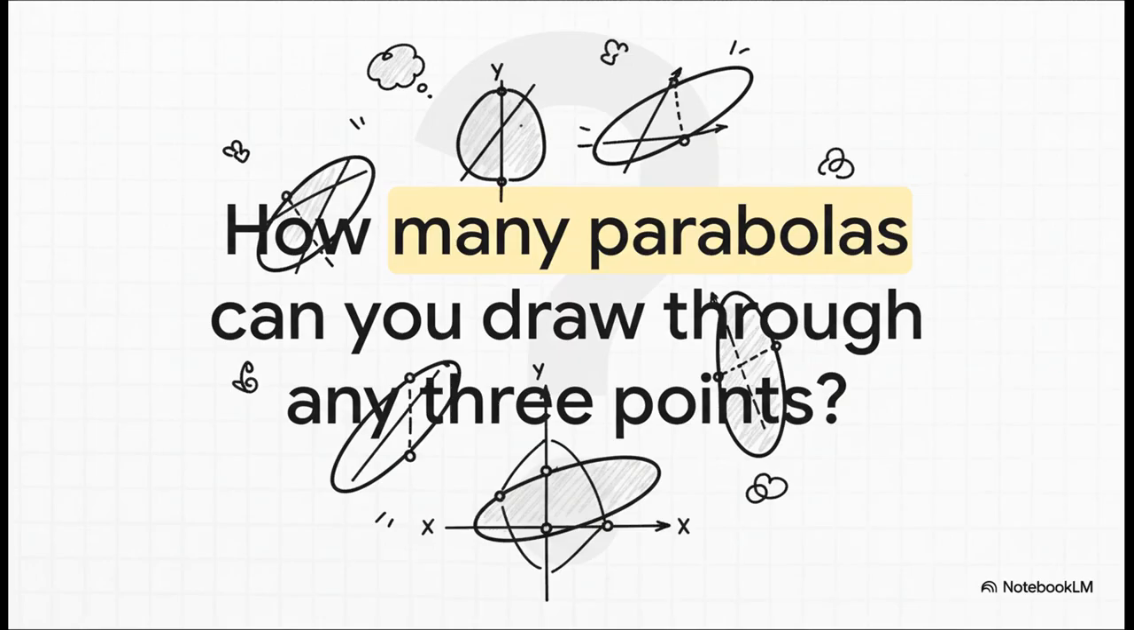Okay, so let's just jump right in with a question. If I gave you any 3 random points on a graph, just floating in space, how many different parabolas could you draw that pass perfectly through all of them? Seriously, take a second. What's your gut feeling tell you?